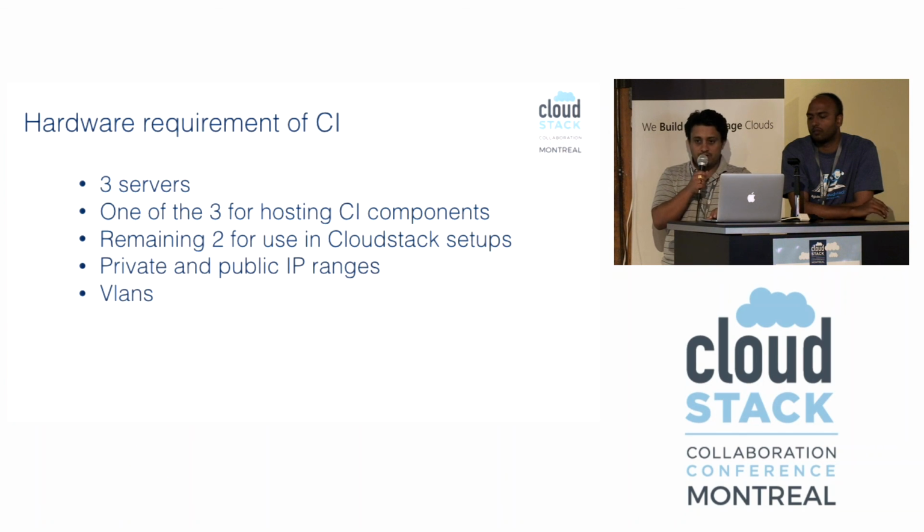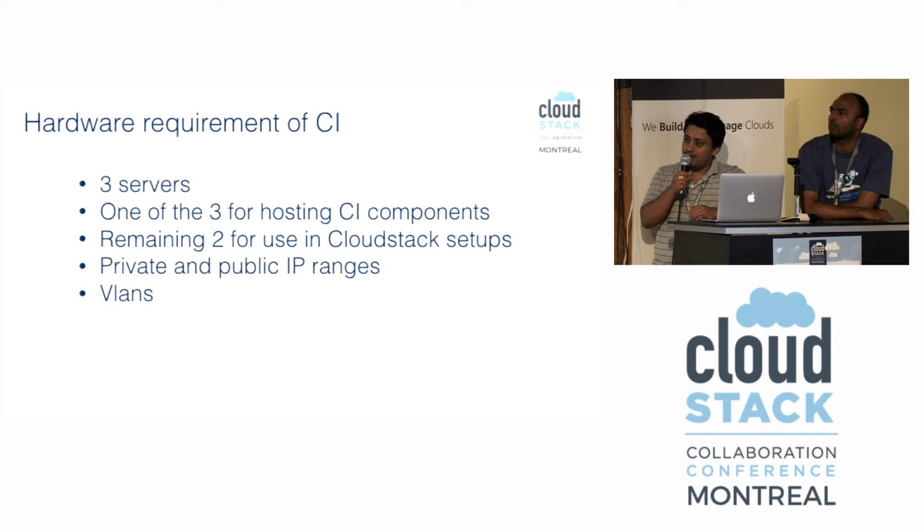So, the hardware requirements. These are the minimal amount of hardware that is required: 3 servers, of which one is for hosting the CI components, and the remaining 2 for the CloudStack setup. I'm saying 2 because there are some tests which try to test migration, so there needs to be 2 clusters, and each cluster can have 1 host. Then a couple of private and public IP ranges and VLANs.